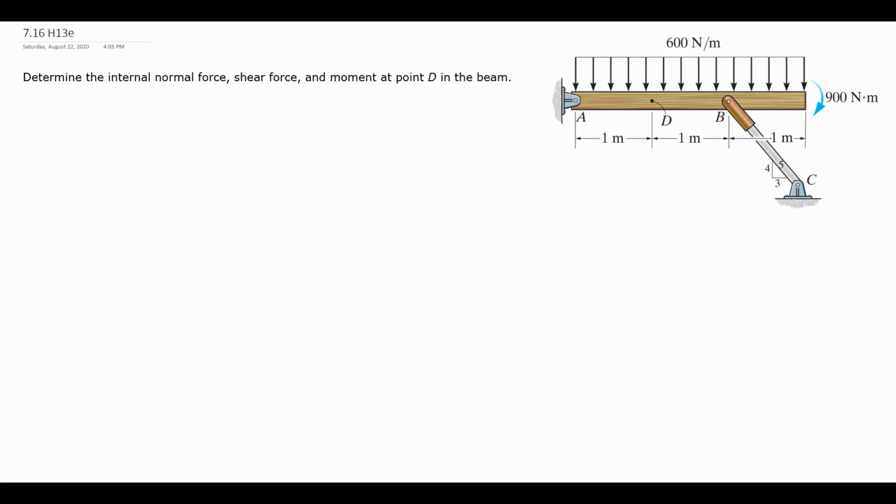In this problem, we're trying to find the internal loads at point D. Since we're in 2 dimensions, we want to find what we're going to call PD, the internal normal force, VD, the internal shear force, and MD, the internal bending moment.